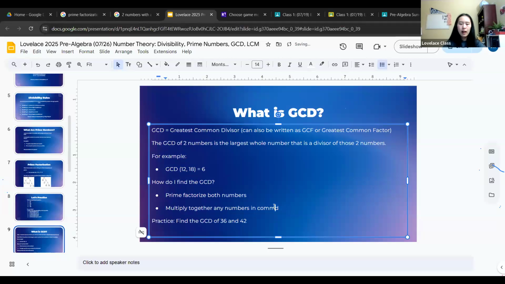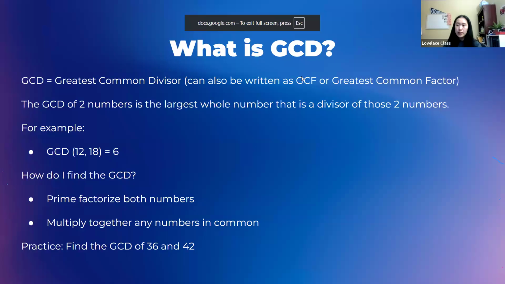But you multiply any of the numbers that you have in common. So in the case of 12 and 18, we can see that 12 equals 2 times 2 times 3, and 18 equals 2 times 3 times 3. They both have a 2, and they both have a 3. So we multiply these, and 2 times 3 equals 6. And that's their GCD.